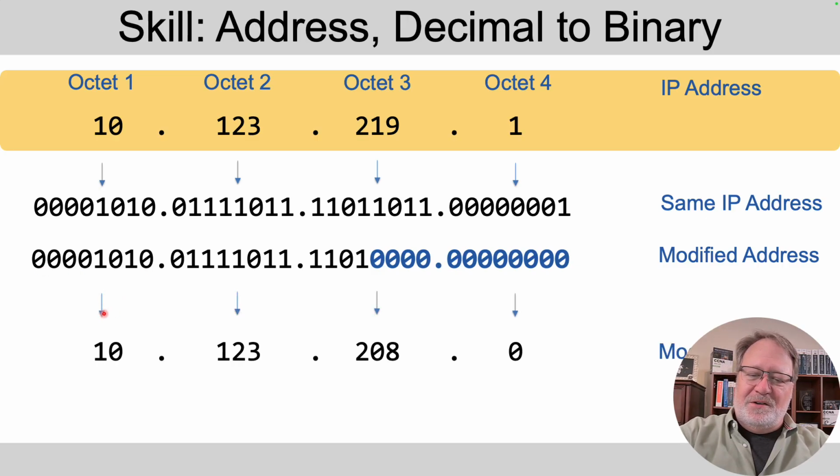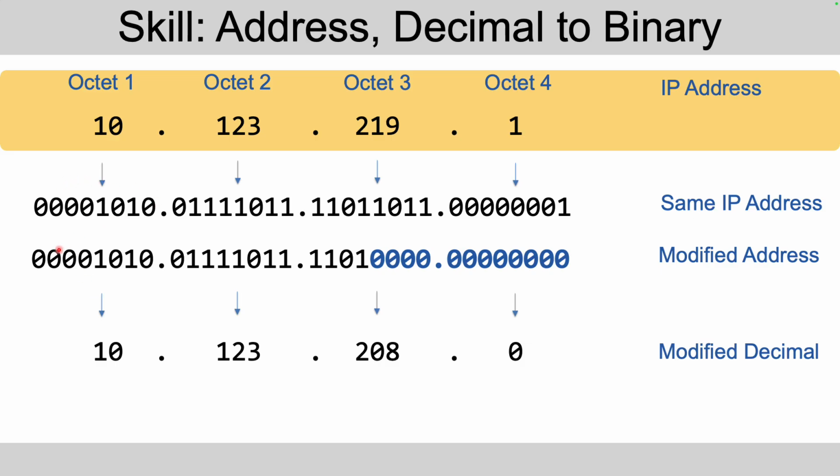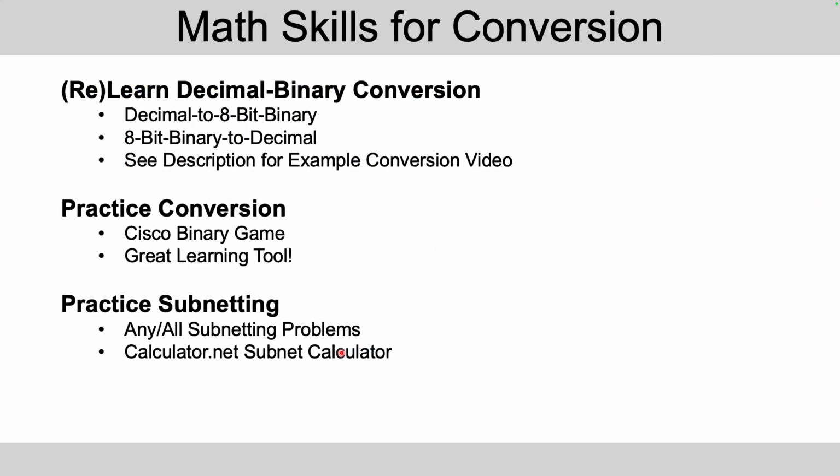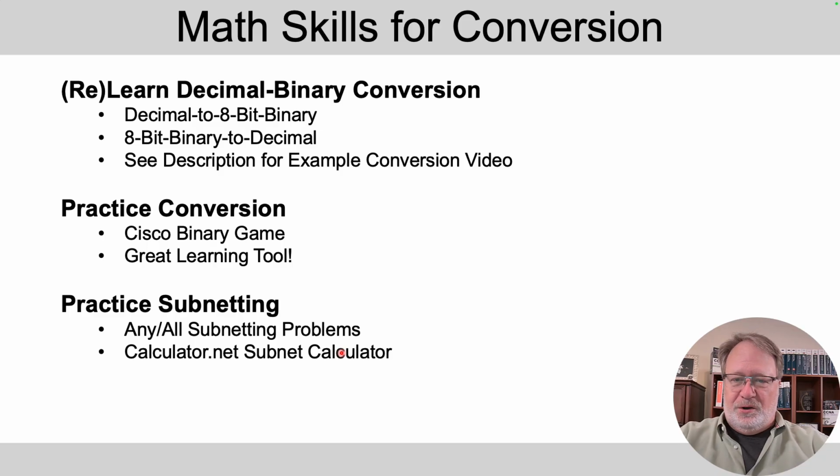So these 8 bits convert to 10, these 8 convert to 123, these 8 convert to 208, and these 8 convert to decimal 0. All right, so that's the skill you need to be good at for the base math, which is taking 10 and getting this, taking this and getting 10, taking 219 and getting this, taking this and getting 208. All right, so how do you do that? Well, for many of you, that's relearning, but even if it's brand new learning for you, that's the math you need to do. There's a link to a good video in the description for you to learn that. I am not teaching you that base math here in this video. I'm teaching you how to do subnetting processes that assume you can do that math, all right?